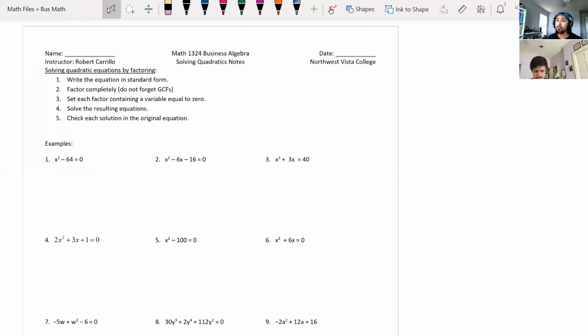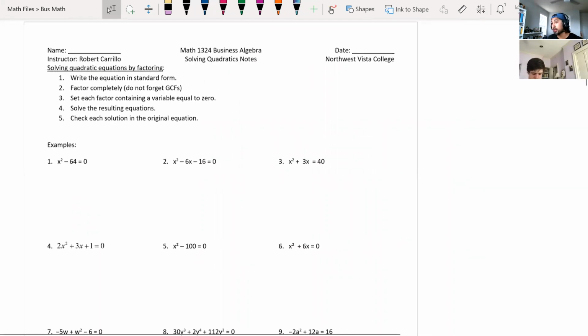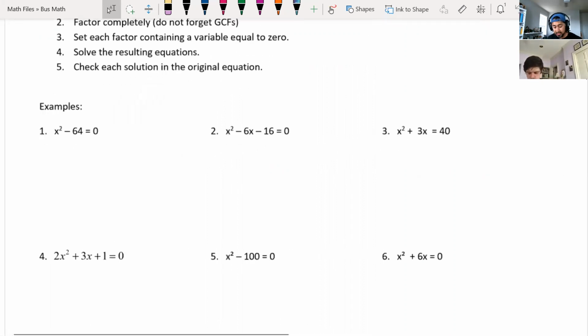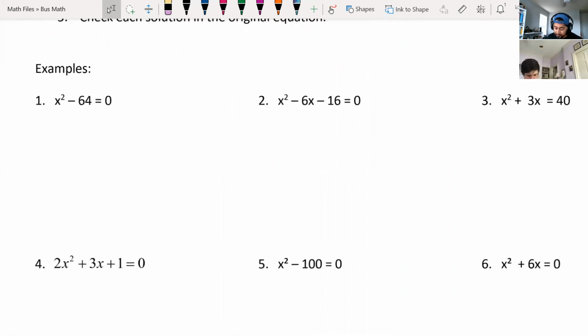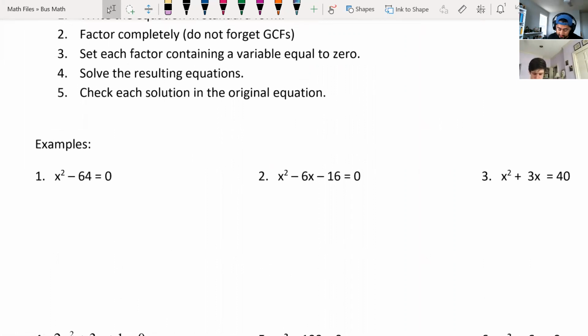All right, today we have solving quadratics. What we're going to be doing is factoring quadratic equations and then solving for x. So hopefully we know how to factor somewhat by now. We factored at the beginning of this chapter. So let's go ahead and get started.